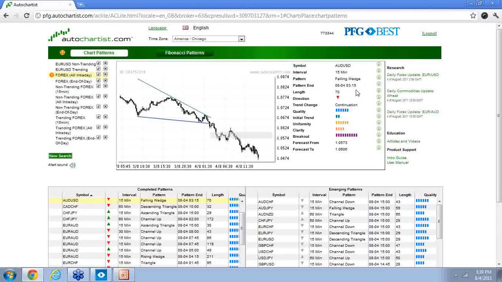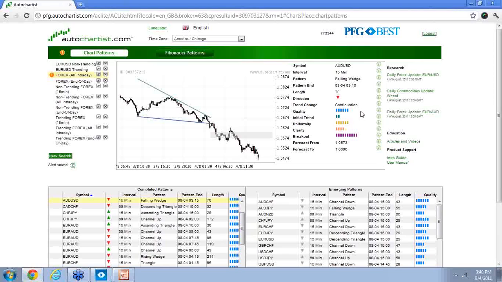The pattern ended August 4th at 3:15. These are localized to Chicago time. You can see that this pattern was on August 4th at 3:15. You'll also see that we have the length of the pattern, which covers the time it's spent inside of this falling wedge pattern, which has been identified here. You also see the direction, and in this case the direction is down because we broke through support.